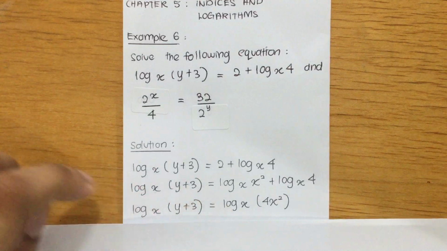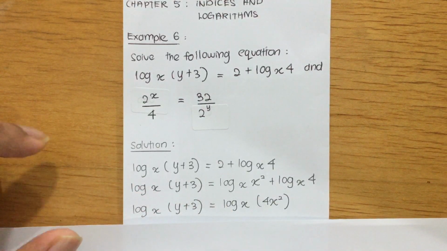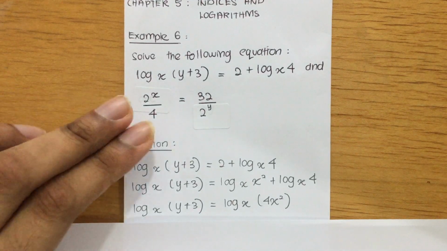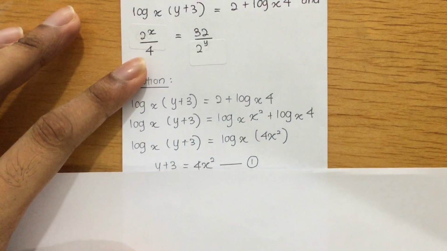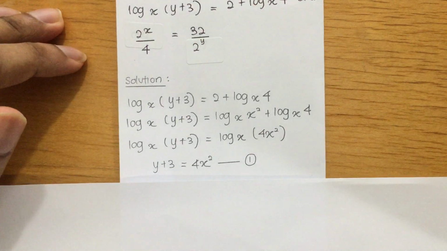Since you cannot simplify this logarithm any further, you can cancel out the log x and then focus on the variables. So from here, y plus 3 equals 4x squared. You have successfully formed our first equation, guys. Now we are only focusing on this first equation. So let us proceed to our second equation.